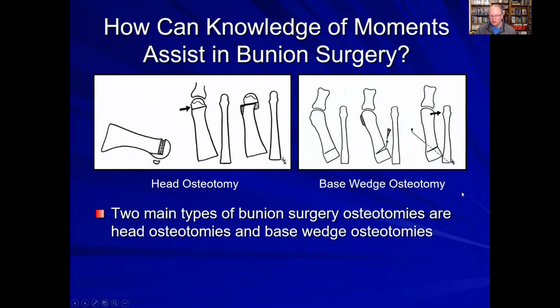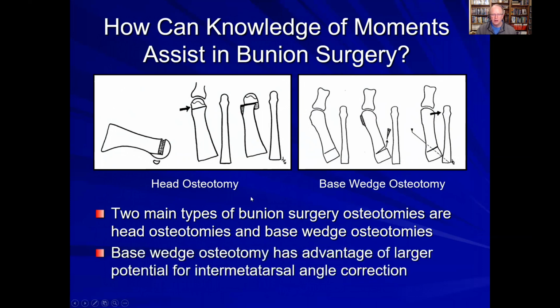Finally, when we start using the concept of moments, we can start understanding how certain surgical procedures may be better for some people and not as good for other people, depending on where osteotomies are placed at the first metatarsal for bunion surgery. The two main types of osteotomies we use are the head osteotomy procedures, such as the Reverdin procedure or the Austin bunionectomy, or a base wedge osteotomy. And these are wonderful drawings from Josh Gerbert from his textbook in bunion surgery.